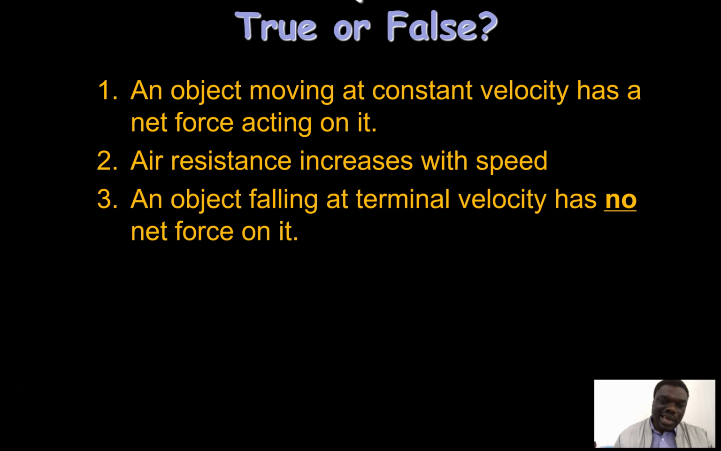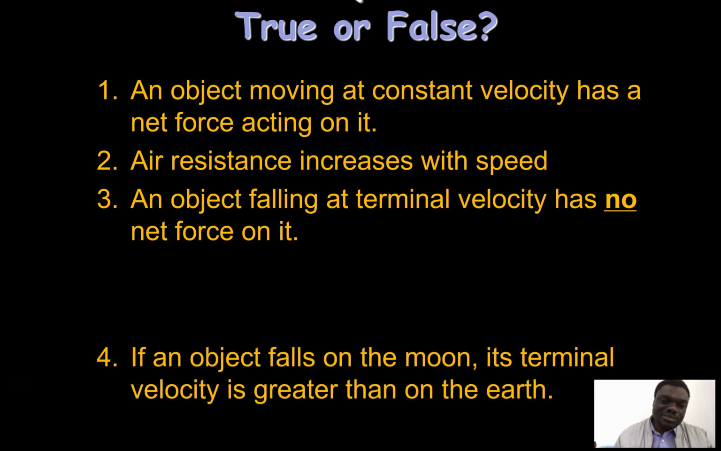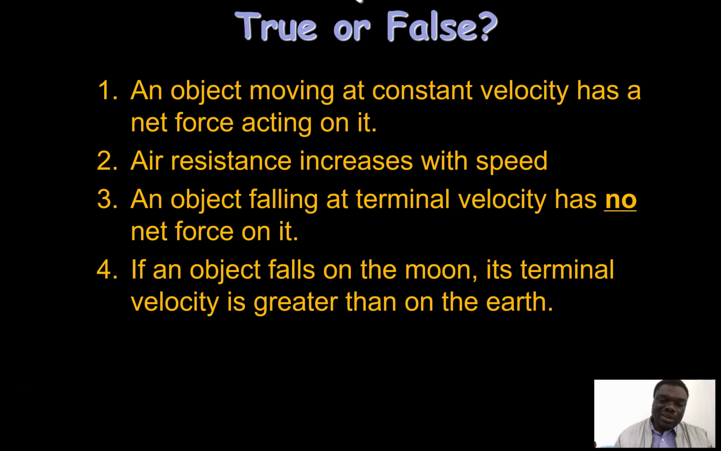Question number 3: an object falling at terminal velocity has no net force on it, true or false? You answered correct. It is true. There is no net force on the object. Fourth question: if an object falls on the moon, its terminal velocity is greater than on the Earth, true or false? Think a little bit. Oh, that is false. There is no terminal velocity on the moon, so that's a trick question.